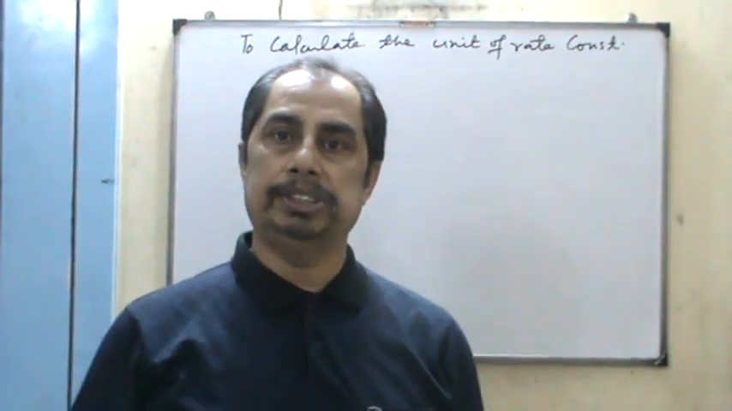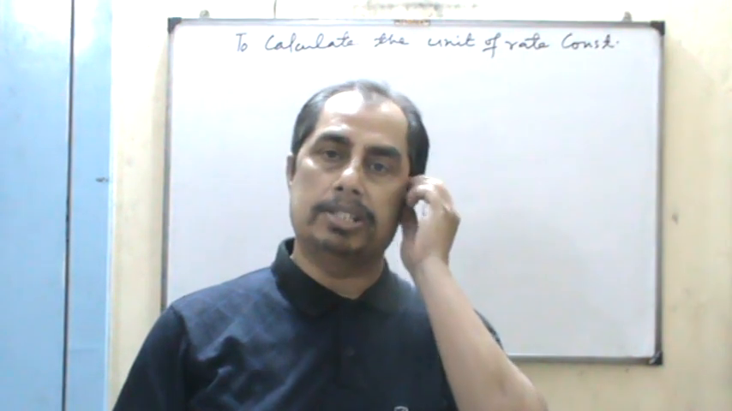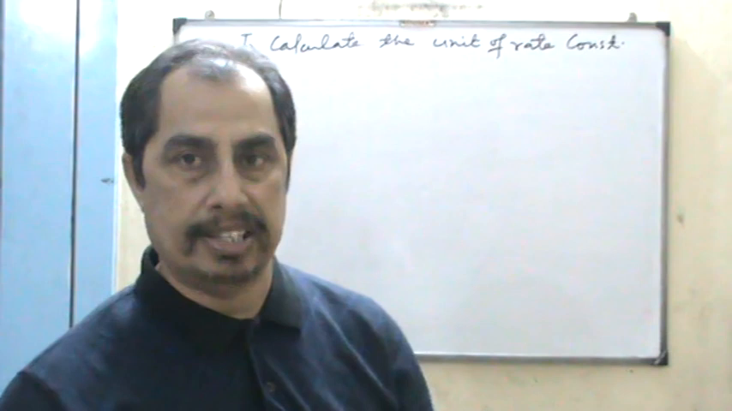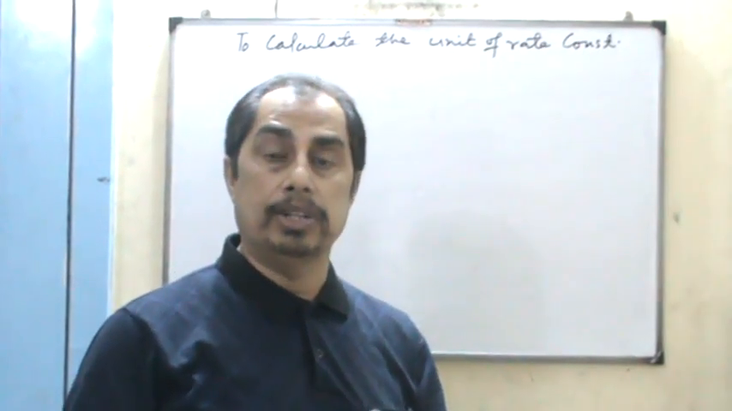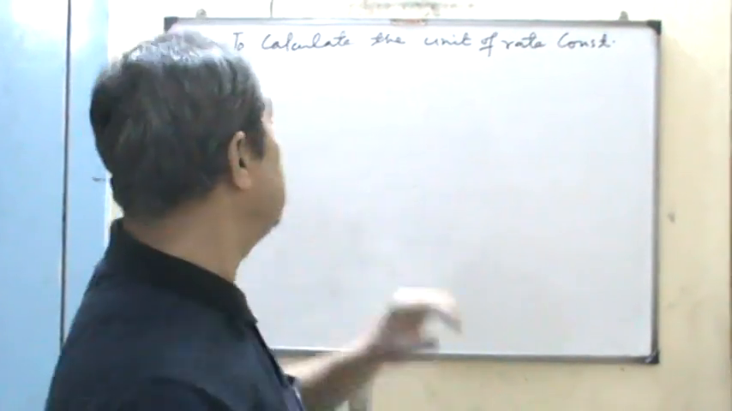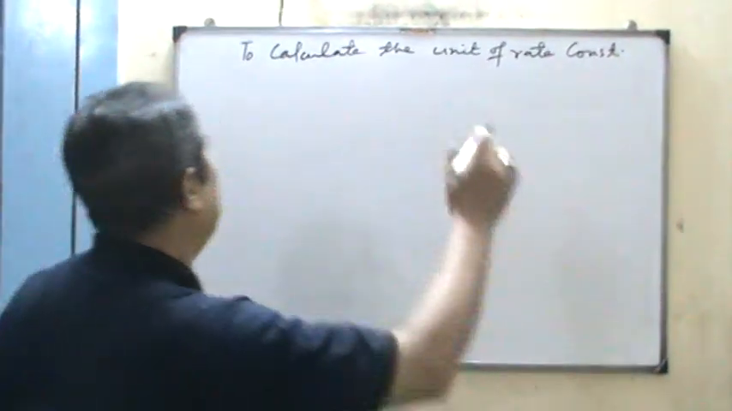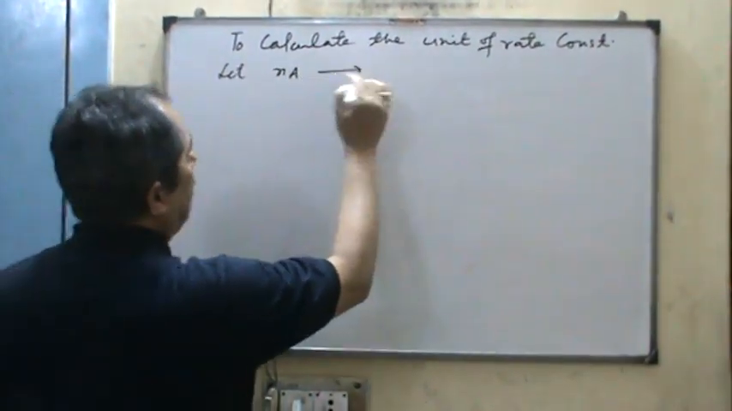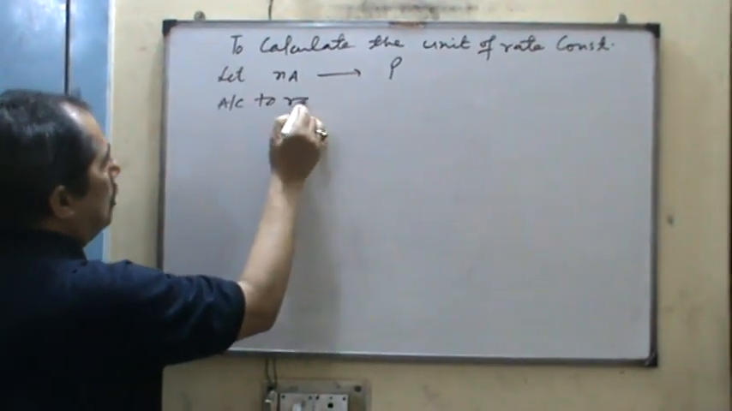Very good morning, students. In chemical kinetics, after the exhaustive discussions of average rate of reaction and factors affecting the rate of reaction, now we take a very important topic for today's discussion: how to calculate the unit of the rate constant. Dear students, let us assume a reaction nA gives the product.